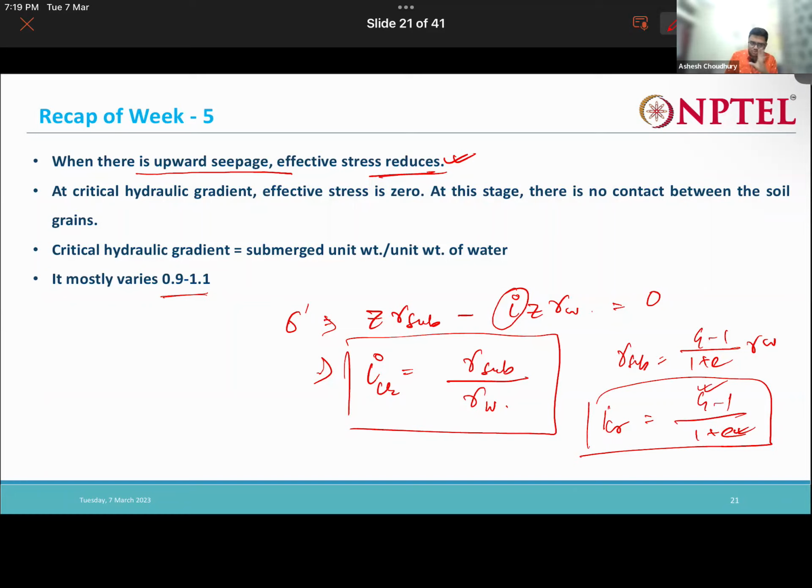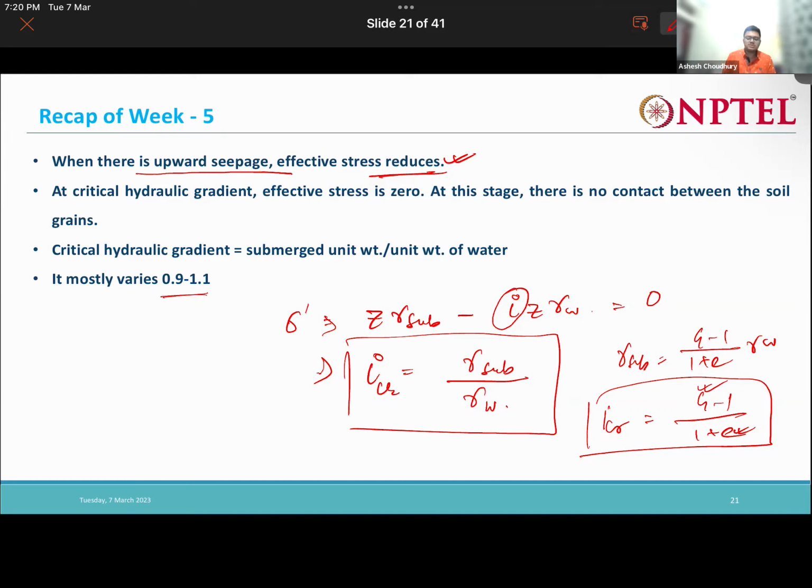So we need to choose our soil and compact that soil in such a way that there is no chance of reaching the critical hydraulic gradient. If this critical hydraulic gradient is reached, then our effective stress will become zero, and the soil cannot take any more stresses. It will just keep on flowing.